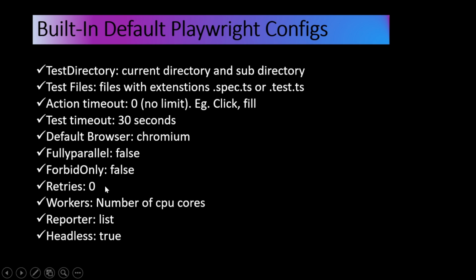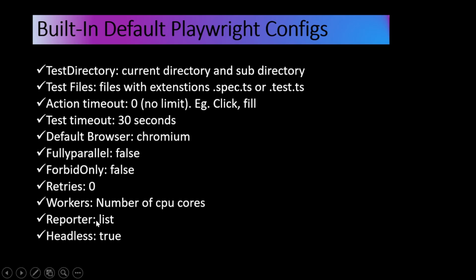Retries. So similar to TestNG retry analyzer, Playwright also offers this particular configuration. By default, this is 0. So if it is set as 1, it will rerun the failed test cases. Workers, these are the node processes which are created based on the number of CPU cores. So we'll be talking about this as well during parallel execution. So workers along with fully parallel make the full-fledged parallel execution of test cases.